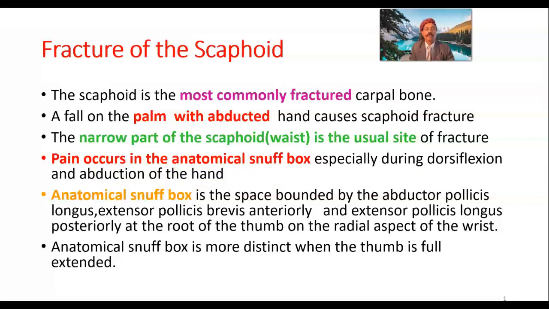Anatomical snuff box is a space bounded by the abductor pollicis longus and extensor pollicis brevis anteriorly together, and the extensor pollicis longus posteriorly, at the root of the thumb on the radial aspect of the wrist. Anatomical snuff box is more distinct when the thumb is fully extended.